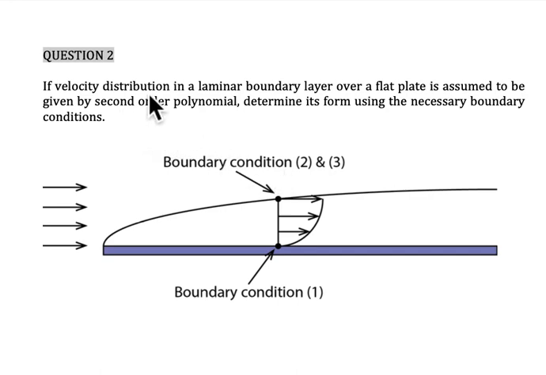If the velocity distribution in a laminar boundary layer over a flat plate is assumed to be given by a second-order polynomial, determine its form using the necessary boundary conditions. In this question, you need to derive your own velocity profile, but that velocity profile needs to be a second-order polynomial. So how to solve this problem?